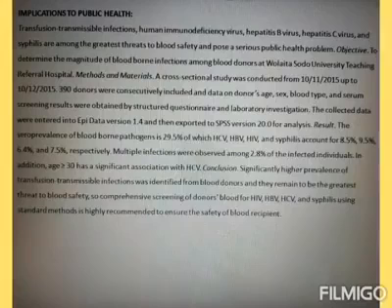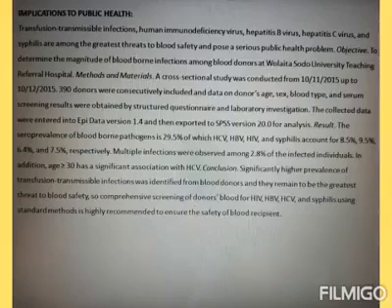The implications to public health: transfusion transmissible infections, human immunodeficiency virus, hepatitis B virus, hepatitis C virus, and syphilis are among the greatest threats to blood safety and pose a serious public health problem. Significant high prevalence of transfusion transmissible infections was identified from blood donors and they remain the greatest threat to blood safety. So comprehensive screening of donors' blood for HIV, HBV, HCV, and syphilis using standard methods is highly recommended to ensure the safety of blood recipients.